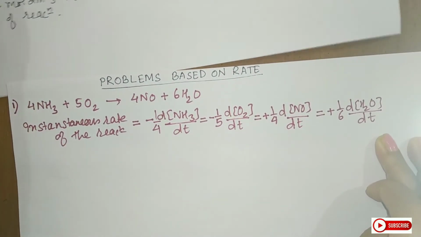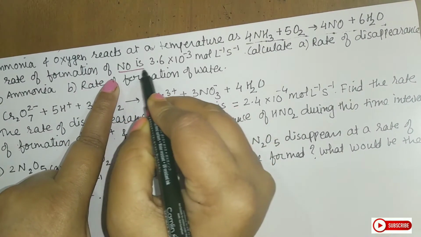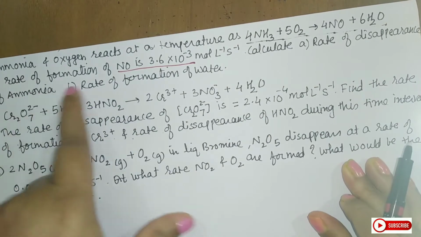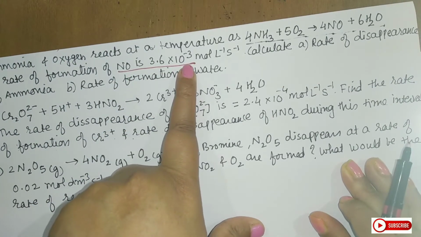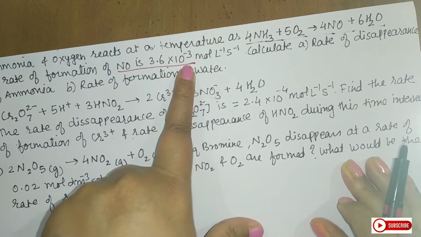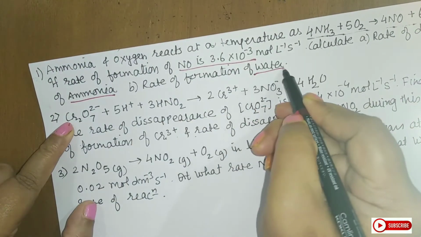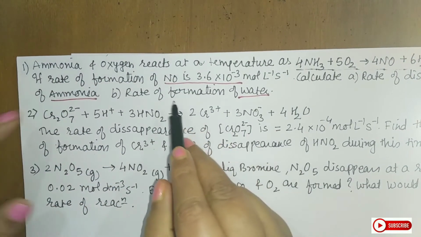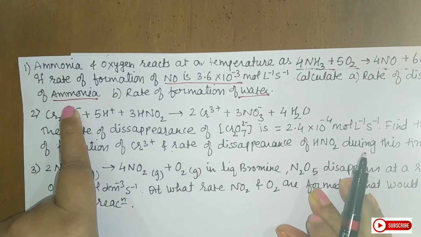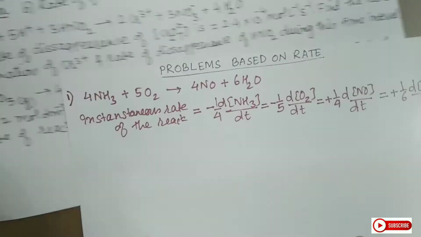Now come back to the question. From the question, if you see, they have given the concentration of NO. The rate of formation of NO is given, and that is 3.6 into 10 raised to minus 3. Now they are asking you to calculate first for ammonia and then for water. So my equation will be between NO and ammonia, and NO and water. So let us see this equation now.